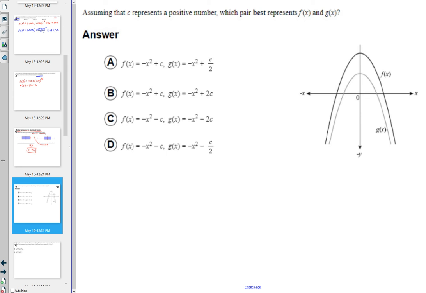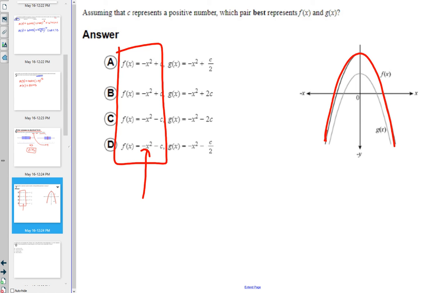Assuming that C represents a positive number, which pair best represents f of x and g of x? Okay. So the thing is, we start off looking at f of x. Notice what they all have in common. They all have a negative x squared, which is what's causing the parabola to face down. But there's only one more term, and it doesn't have an x in it. In this case, x is the only variable. And I'm guessing they use c for a purpose. What do you think c stands for?